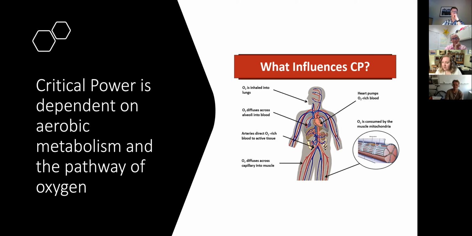Okay, so another area that would affect or influence critical power is the heart. The heart pumps blood through the body, and if, let's say, there's a patient that has heart failure, the heart isn't going to be able to get that blood through the body, allowing the oxygen to be transported to the muscles that need it. And this would also affect critical power. It would decrease it. Another area that influences critical power is where the arteries direct the blood.